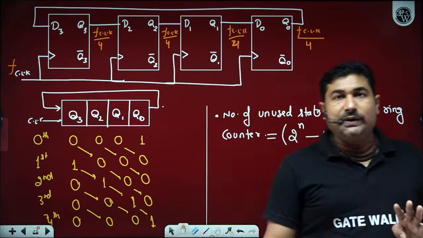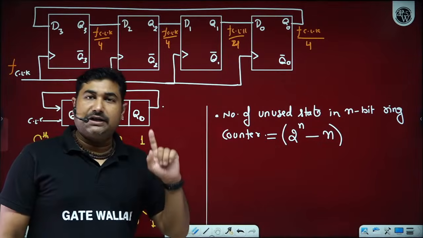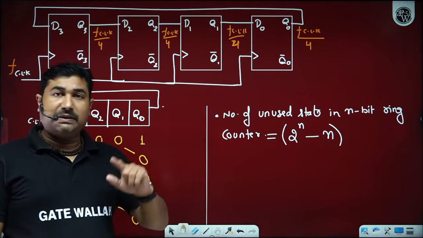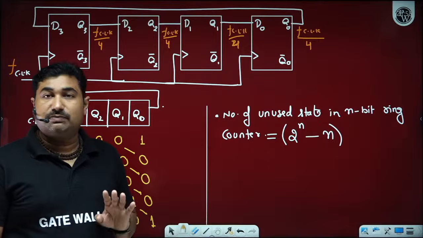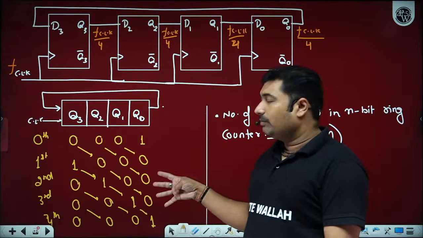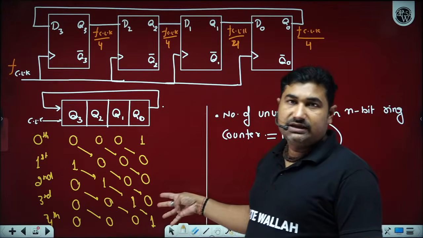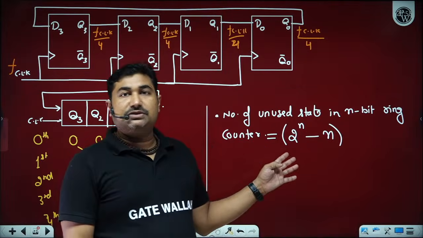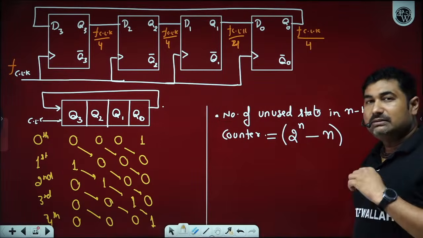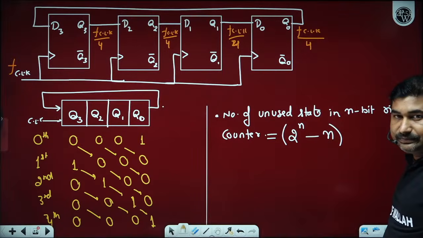Suppose we have 4 bits, then 2 to the power 4, 16 combinations are possible, from binary of 0 to binary of 15. We have a total of 16 combinations possible. Out of 16 possible combinations, we have 4 combinations valid for this ring counter. A ring counter will have only 4 used states for 4 bits. So how many unused states? 12 unused states for a 4-bit ring counter. Similarly, for n bits, you can find 2 to the power n, whole minus n.